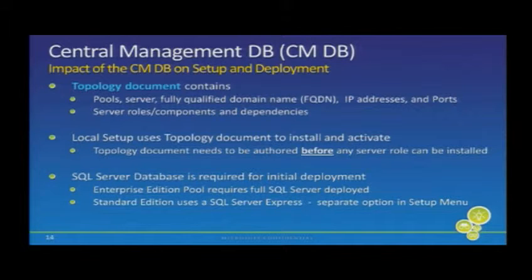We mentioned this concept of the topology document. The topology document is literally a definition of all the servers, server names, IP addresses, ports, roles that are installed, etc., for all CS14 servers in your organization. We're going to walk through the topology builder in the demo, which makes it a little clearer what the topology document is, as well as publish that document into Active Directory and the central management database, and then use that published topology to deploy a server role.